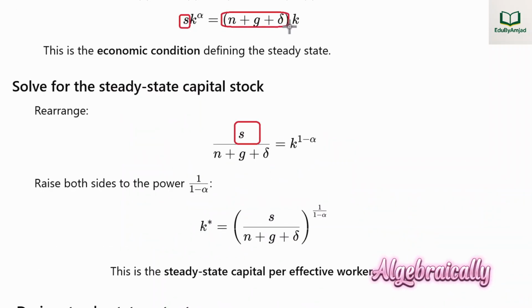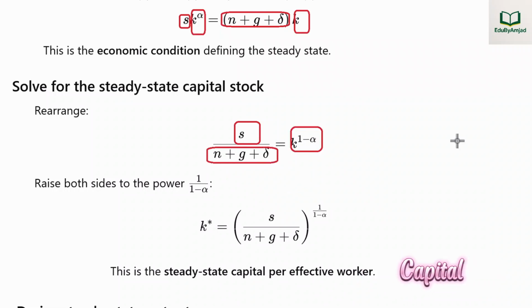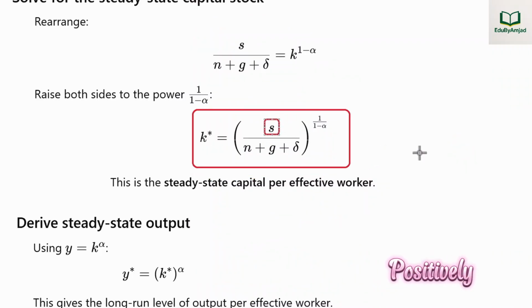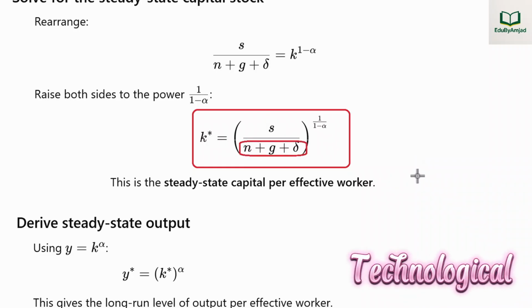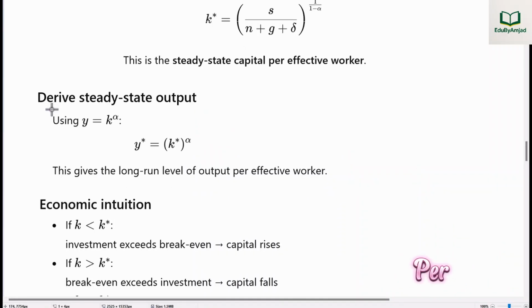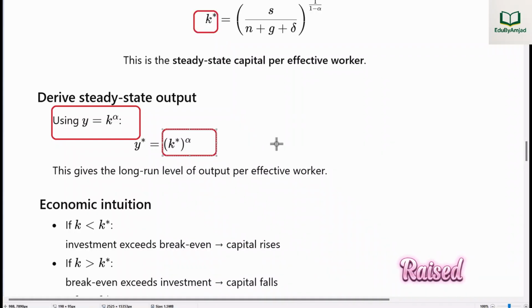We now solve algebraically for the steady-state level of capital per effective worker. The steady state depends positively on the saving rate and negatively on population growth, technological progress, and depreciation. Once steady-state capital is known, steady-state output per effective worker follows immediately. Output is simply capital raised to the power alpha.